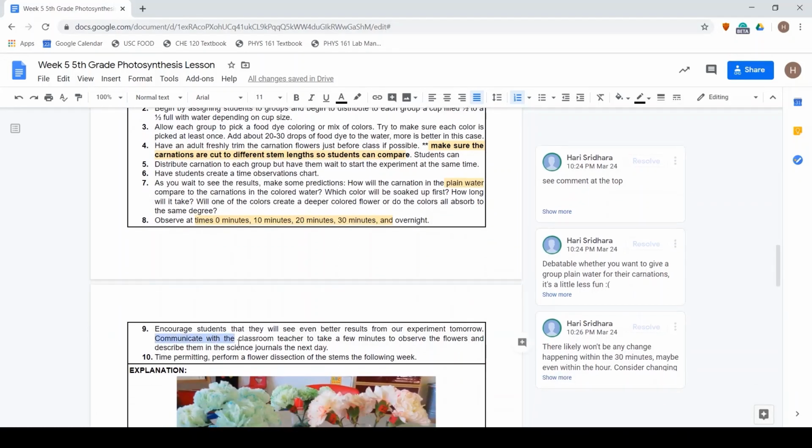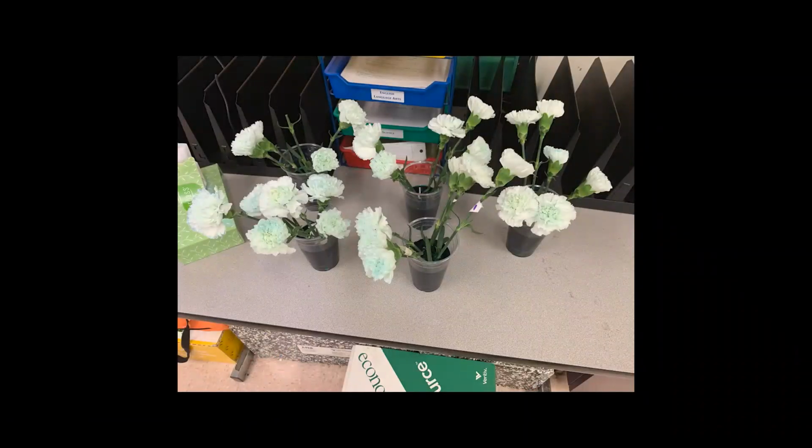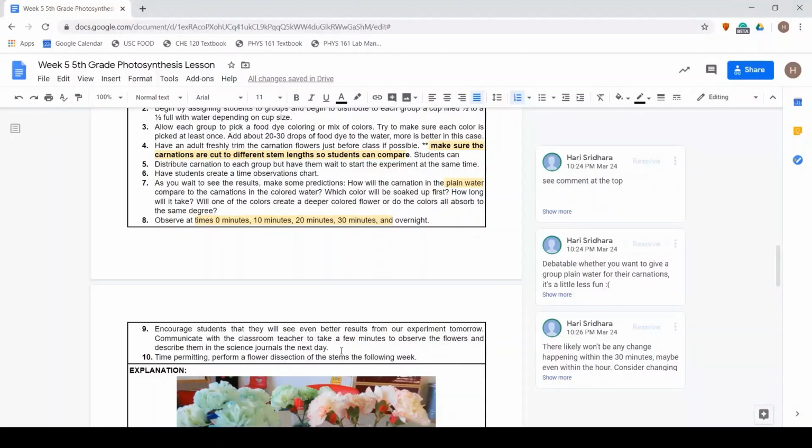Communicate with the classroom teacher to take a few minutes to observe the flowers and describe them in the science journals the next day. If they can include an overnight or tomorrow section in that data table, that allows them to really see the results and really be able to take note of what happened, because it takes that long for the experiment to run to completion and produce a good, visible result for the students.